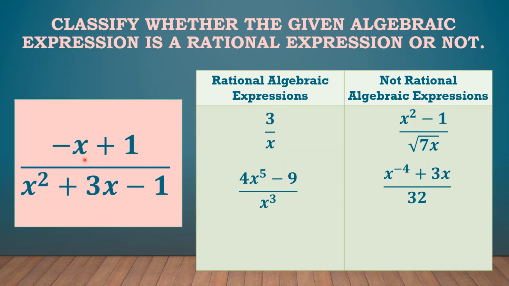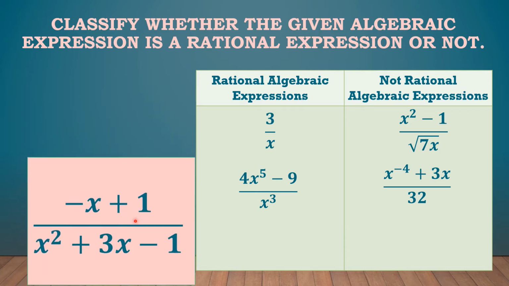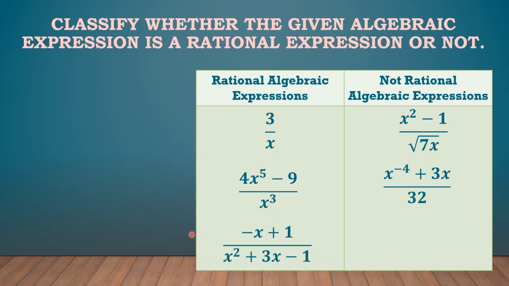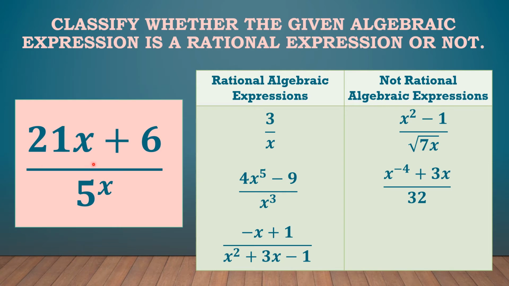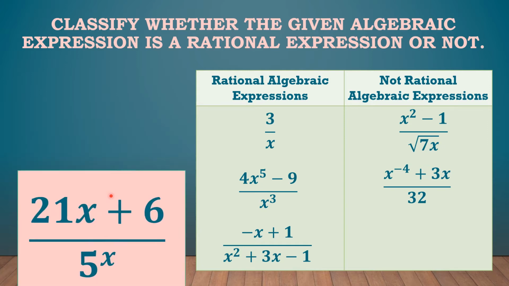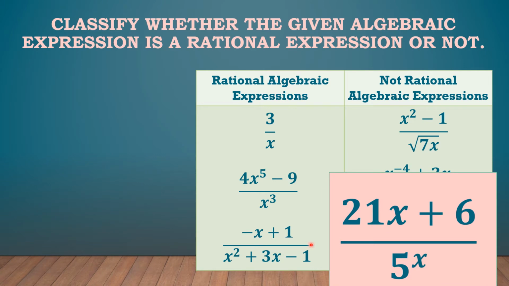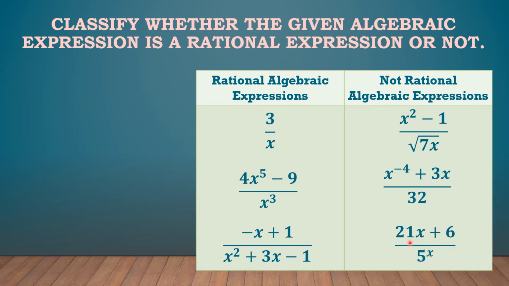Let's have negative x plus 1 all over x squared plus 3x minus 1. Is this a rational or not? Okay, this is a rational expression. Next, 21x plus 6 all over 5 raised to x. Rational or not a rational expression? Correct. This is not a rational expression because the exponent of 5 here is a variable.